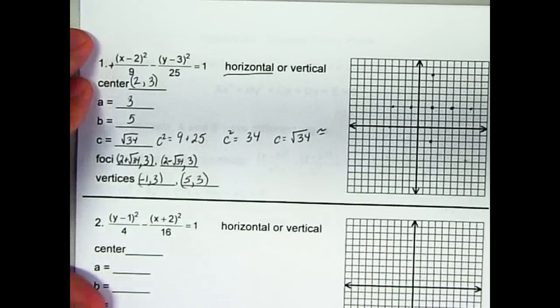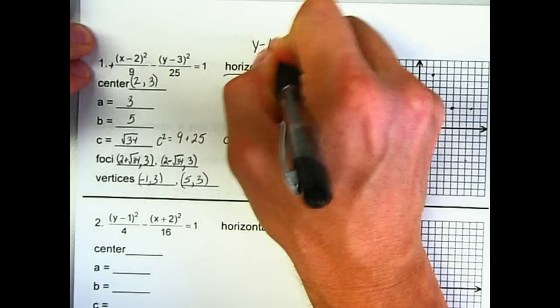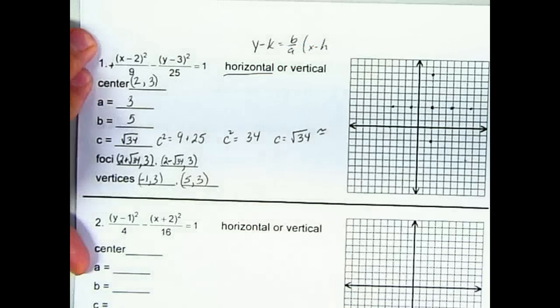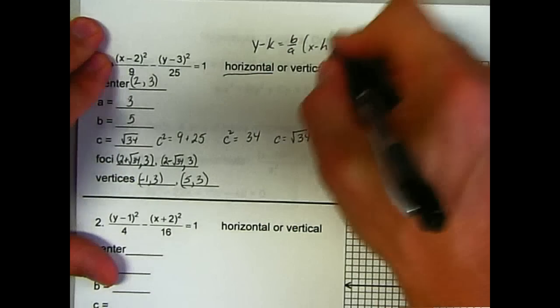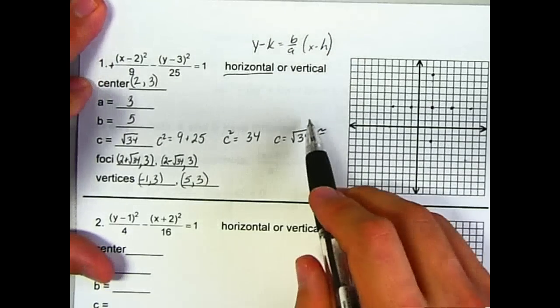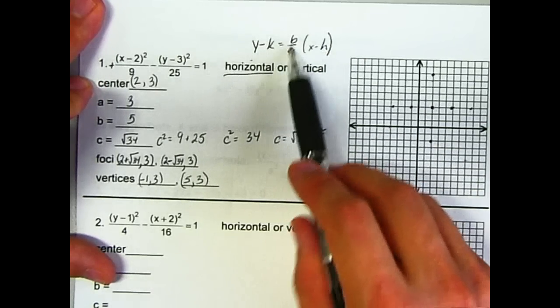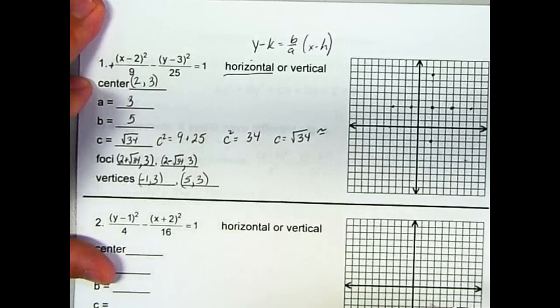So y minus k is equal to b over a times x minus h. Now that's the formula you can remember to put in, but better just to know that you're dealing with the equation of a line and that you're trying to find the slope, and you can find the slope in your b and your a.